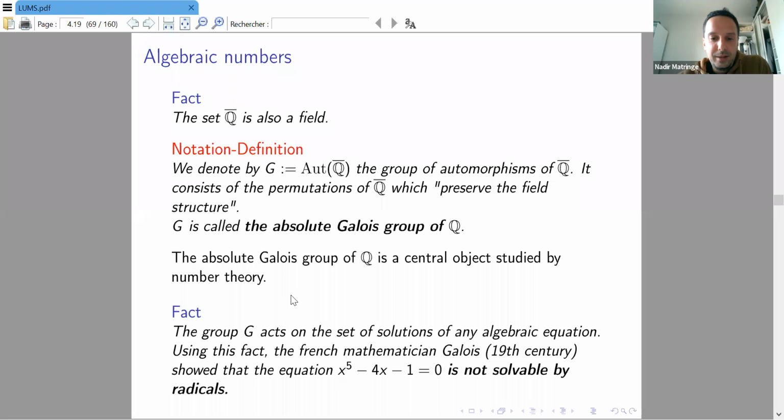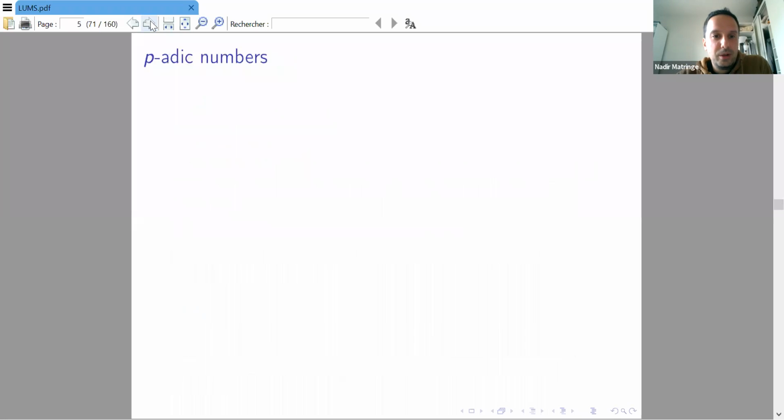And Galois proved that an algebraic equation is solvable if and only if the Galois group attached to this equation is solvable. So that's why this one is not. Okay, so this is an old result, 19th century. So let me move on to slightly more modern results.